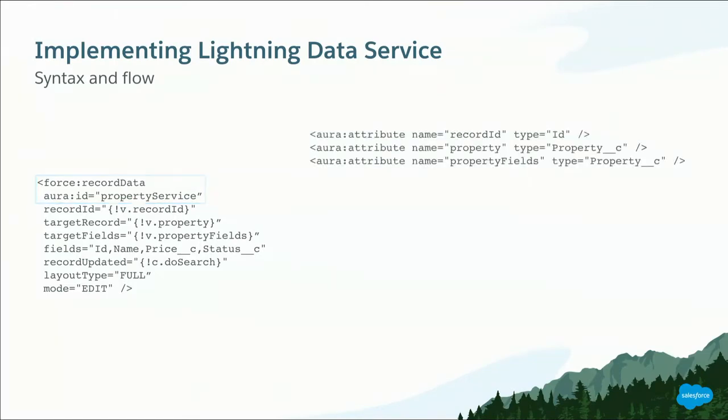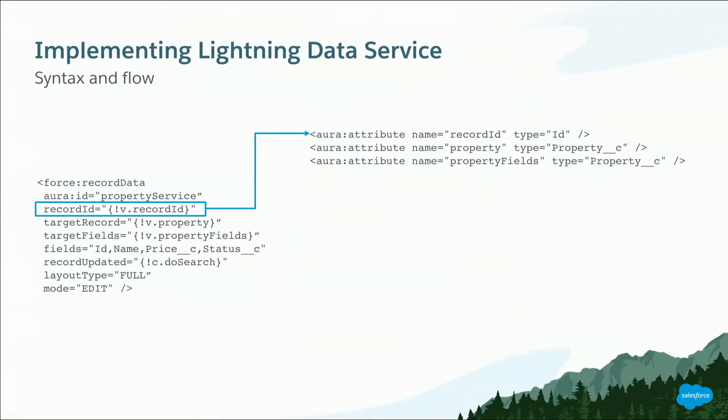Now, if you've done any Lightning component development, then you know that the place we store information, the place that we use as our value providers, are called Aura attributes. One of the Aura attributes that we see up here is called record ID. That corresponds to a property in the force record data tag. That property is saying, what record ID am I looking for? In this particular case, it's whatever is stored in our attribute.